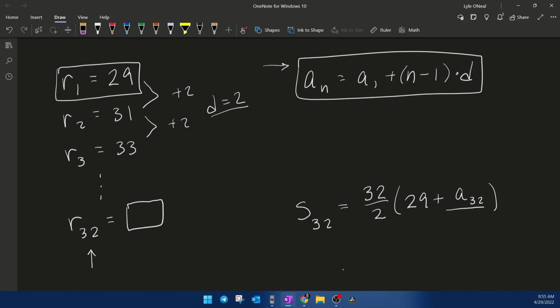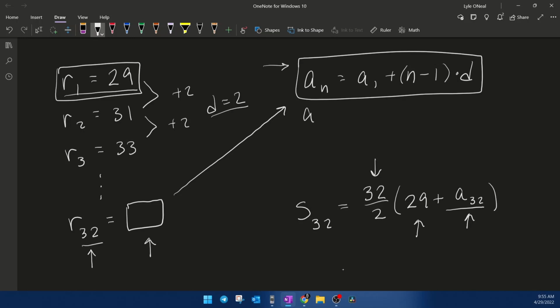And what I've done is I've already plugged into the sum formula every piece that I have. So S sub 32, why is that? Because there's 32 rows, and so n is 32. The first term was 29, and remember, I need to add to that the last term, which would be the 32nd term, which I don't know, and so in order to get that, we're going to be using the general term form. All right, here we go.